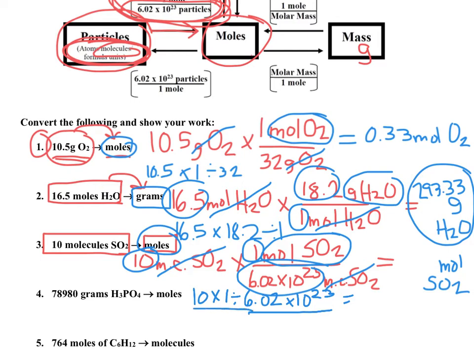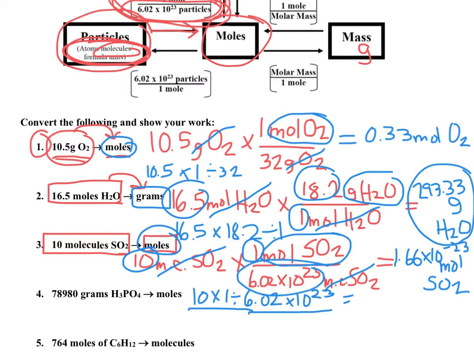All right, but let's do it. 10 times 1 divided by 6.02 times 10 to the 23rd. The number I end up getting is 1.66 times 10 to the negative 23rd moles of SO2. 10 to the negative 23rd means that the decimal point on 1.66 would go to the left 23 times. So is this a really small number? Yeah, absolutely. So keep in mind what this scientific notation means. It's important because a lot of people don't take the time to understand it, and they don't realize if it's a big or small number.